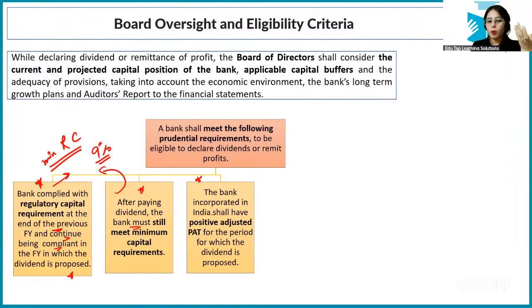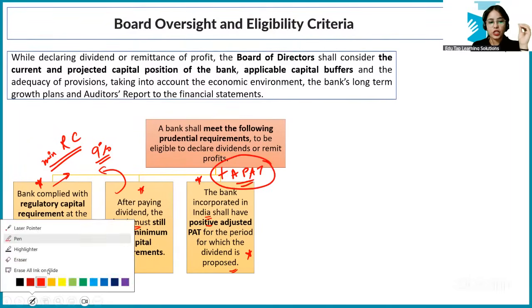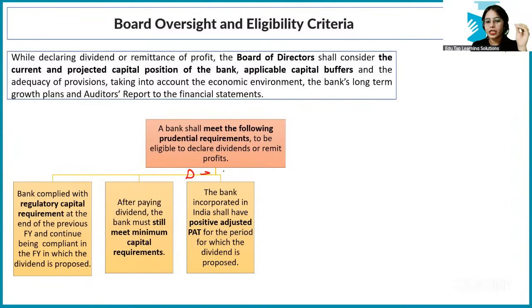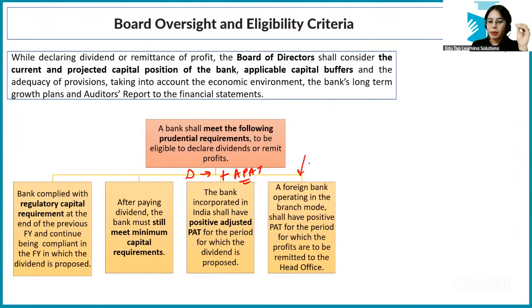The bank incorporated in India, that is the commercial bank that is incorporated in India, shall have the positive adjusted profit after tax for the period for which the dividend is proposed. So you will be able to release the dividend only when you have a positive adjusted profit after tax. A foreign bank that is operating in the branch mode in India, that means the foreign bank has a branch in India, they shall have a positive profit after tax.